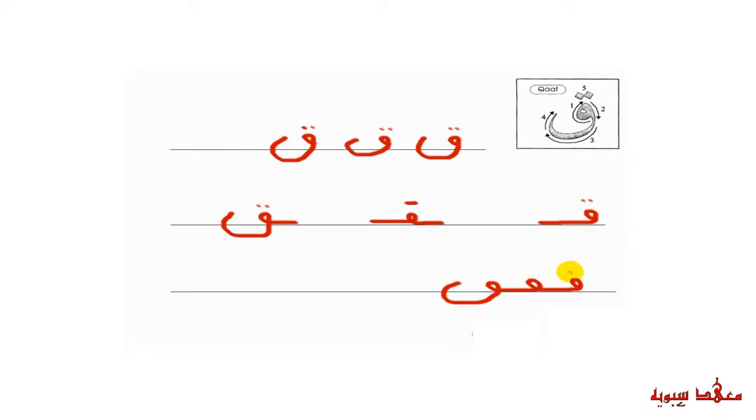And then we'll just do the shorthand form. That's how you do it. So that's the two dots. Next letter. Okay, the Kaaf.